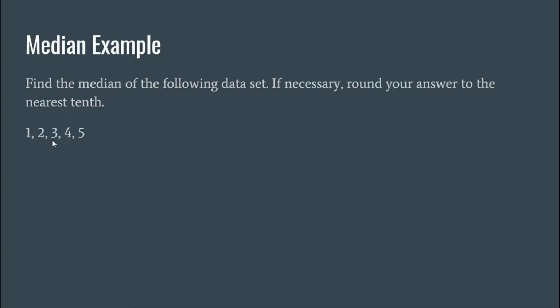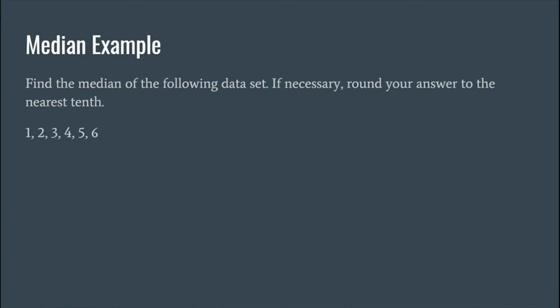Pretty simple, pretty straightforward. So here's a case where we have an even amount of numbers. In this case we have 6 numbers. Again, make sure they're in numerical order. Then you want to find the 2 numbers that are in the middle, because you will have 2 numbers in the middle. So in this case, 3 and 4 are going to be your 2 middle numbers.